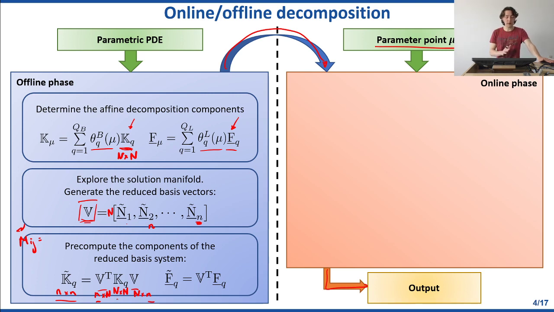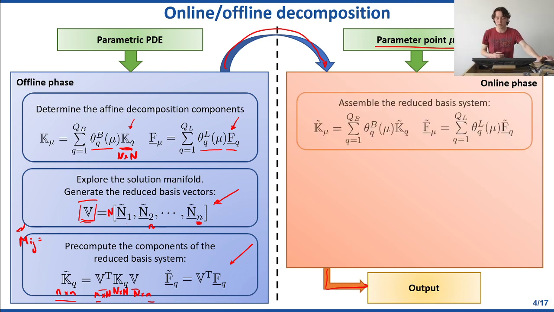Okay, so at this point, we're finished with the offline phase. We've created our reduced basis, and we've created all the components that we need for computing the sets of equations at each new parameter point, which means that we can move forward to the online phase. We have a parameter point, we have the information from the offline phase.